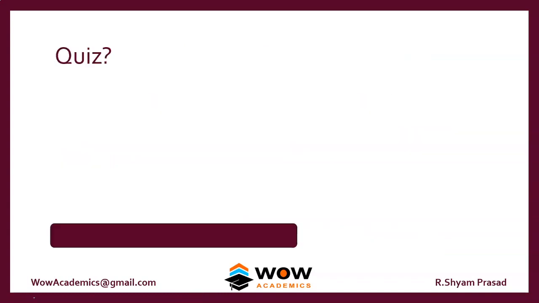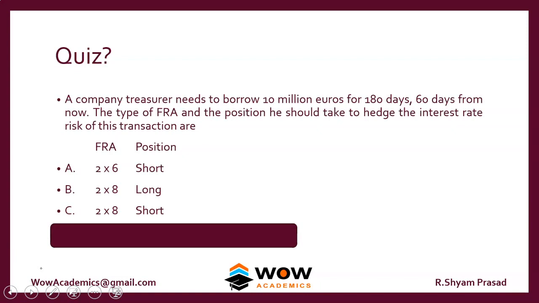So we'll have a quiz now. A company treasurer needs to borrow 10 million euro for 180 days, 60 days from now. What is the type of FRA and the position he should take to hedge the interest rate risk on this transaction?